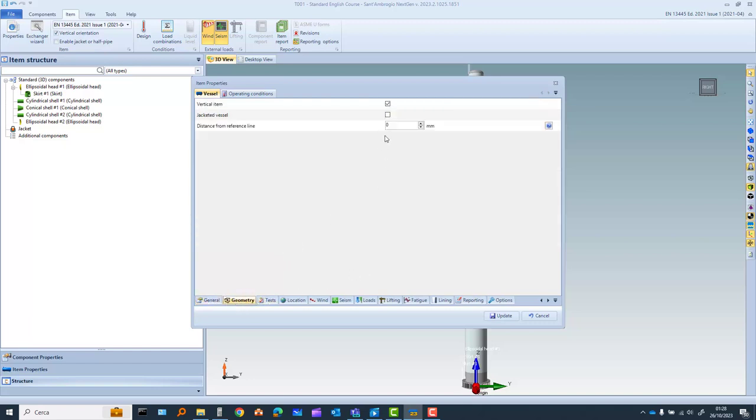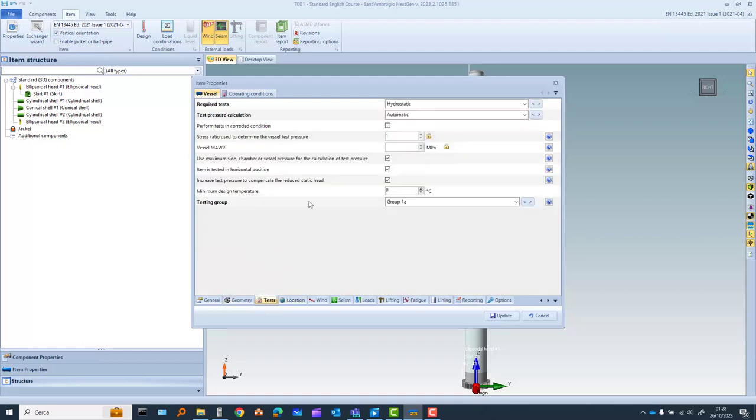Geometry: it is a vertical item, it's not a jacketed vessel. Tests, test pressure calculation: the test will be hydrostatic. The test pressure calculation is automatic. Note this warning: item is tested in horizontal position. That means that the test pressure must be increased on the difference between the static head when the vessel is vertical and the static head when the vessel is horizontal.